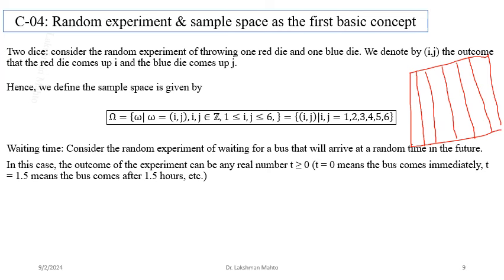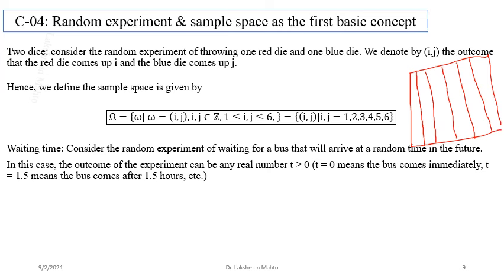It is not that you will always get a bus once you arrive at the bus stop. Sometimes it may be possible, sometimes you have to wait. So waiting time for a bus is a random experiment. And what is an outcome? It is in the form of time. Suppose on the first day you missed the bus, went to the bus stop, and got a bus after waiting 10 minutes. t equal to 10 is an outcome.